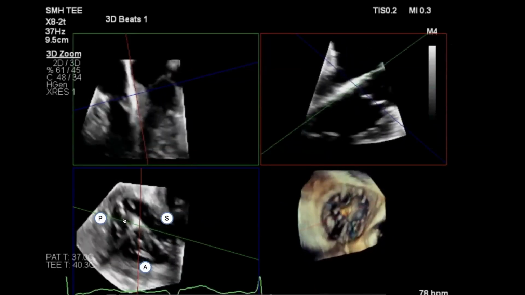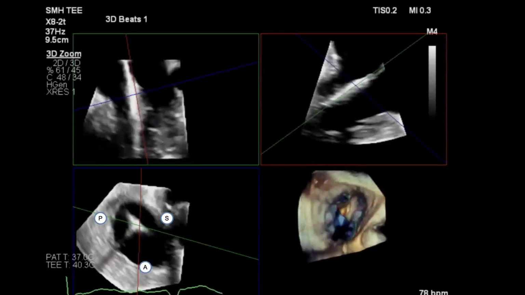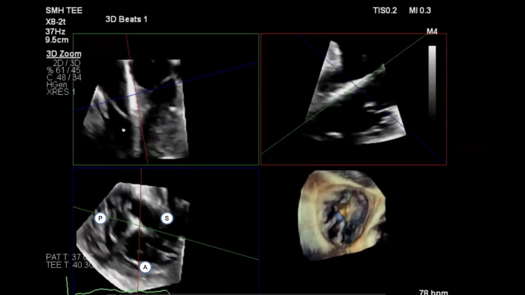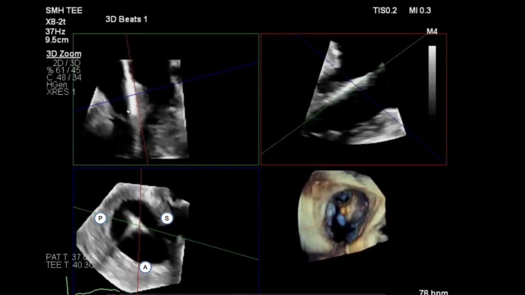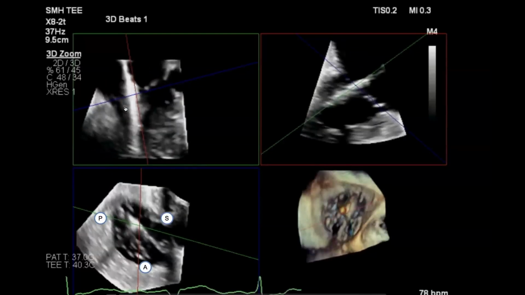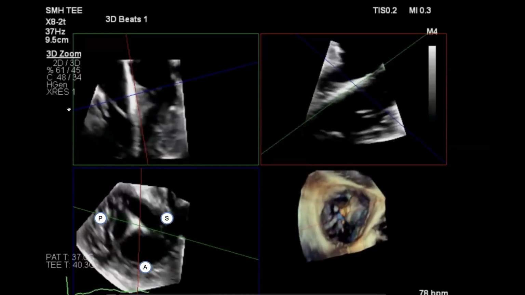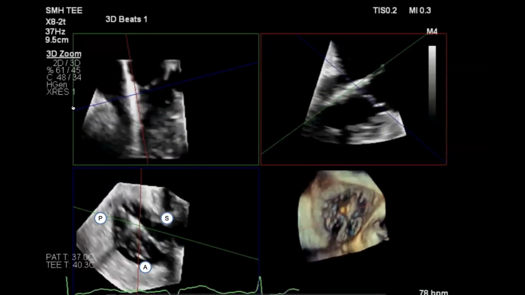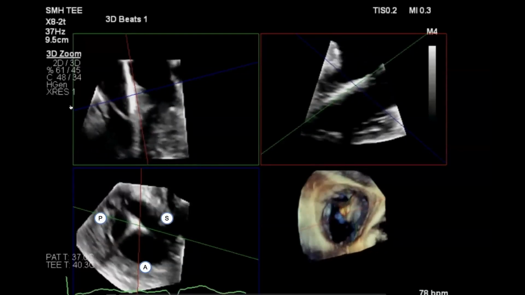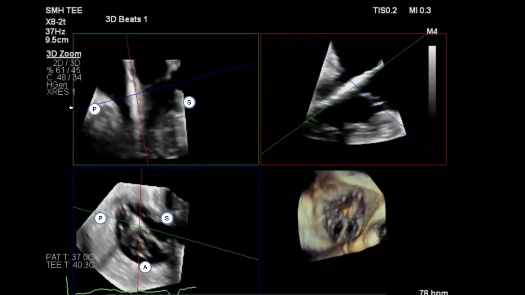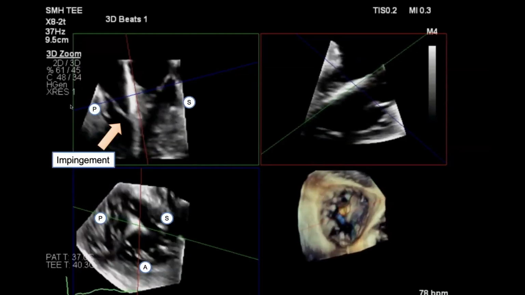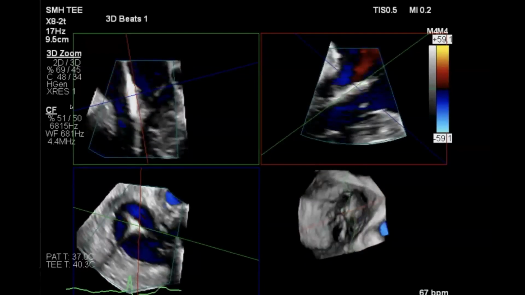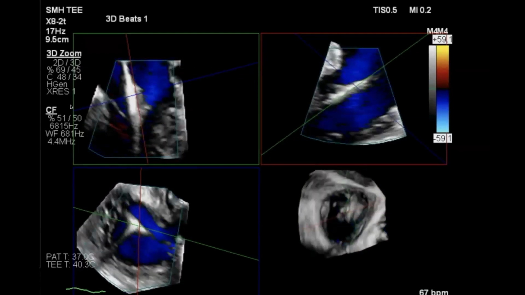Actually, I should have some labels show up here. There we go. Now if you look in the green box up here, you can kind of make out that the leaflets are not coapting symmetrically. In fact, this posterior leaflet, if I can get the video to play again, seems to be impinged. You can actually see here that whether it's a leaflet or maybe it's touching the chordae as well, it's preventing closure. Right there. And if we look at color, that's exactly where the color is coming from.